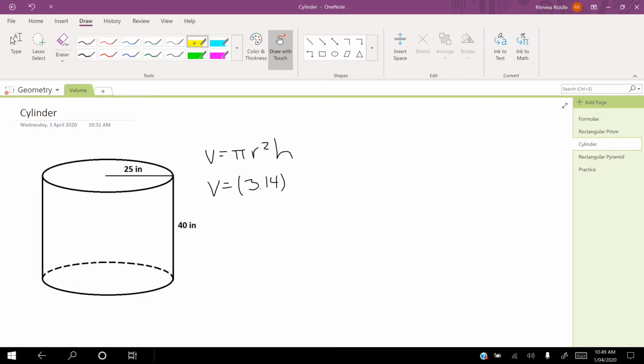And now we're going to look for our radius, which we can see is right here because it is the line that goes from the center to the outer edge of a circle. And we can see that it's labeled as 25 inches. So we can put 25, and we're going to square 25. And then our height, which is just how tall our cylinder is, is 40 inches.